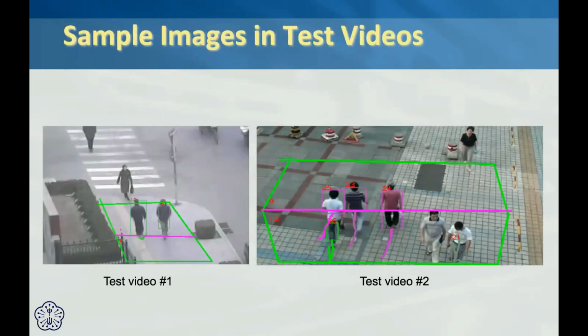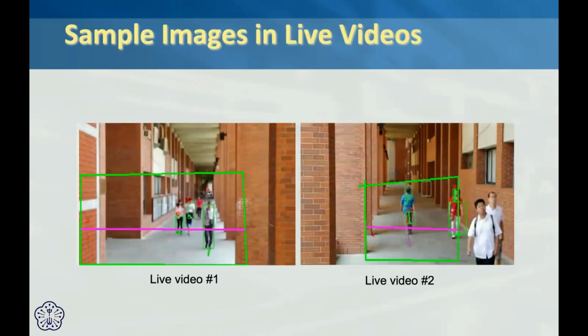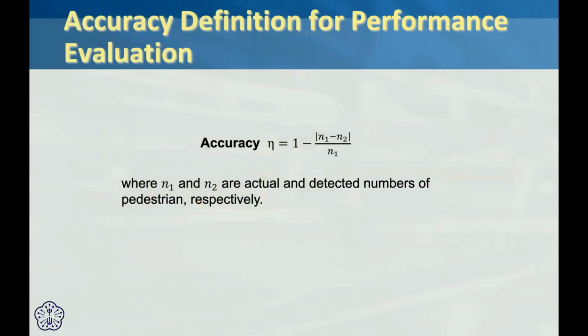These are two sample images in the test video. Those two magenta lines are the screen lines, and the regions enclosed by the green lines were defined by the user. These are two sample images in the live videos. In order to evaluate the performance, we define the accuracy as in the equation, where N1 and N2 are the detected numbers of pedestrians.